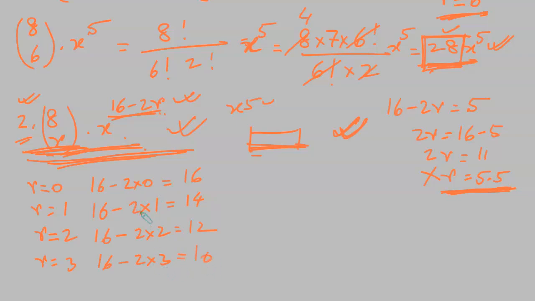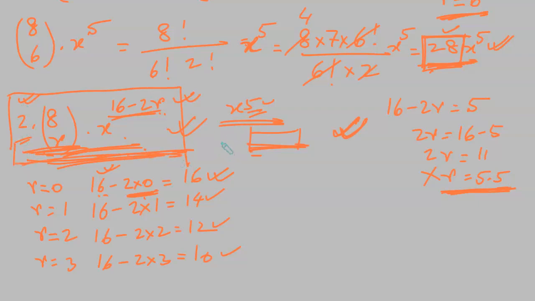I can go up to 16 minus 2 times 8, that is 16 minus 16, which will be equal to 0. But every time, you are seeing the power of x is an even number. We will never be getting an odd power of x, because 16 is an even number and 2 multiplied with any number gives us an even number. When we are subtracting two even numbers, the answer will be another even number. So we cannot get x to the power of 5 from this part.